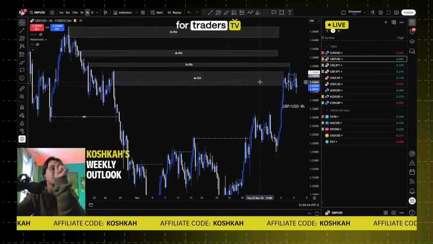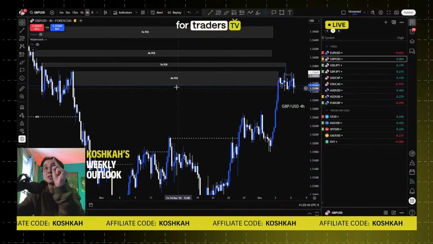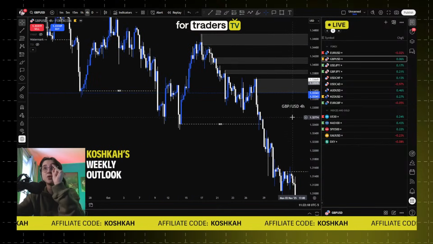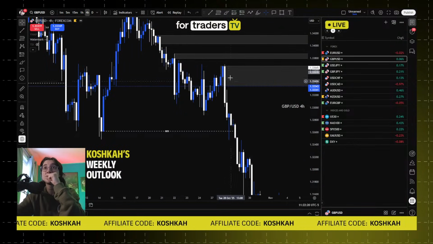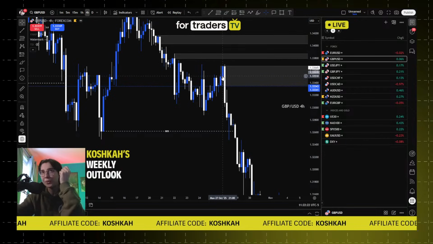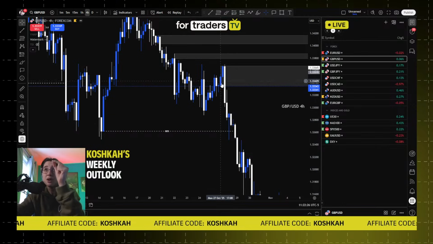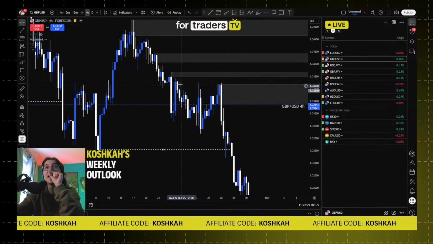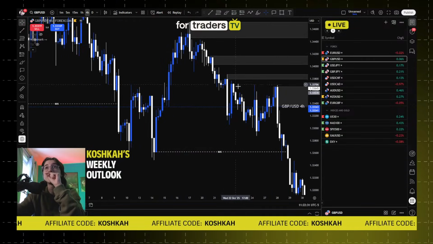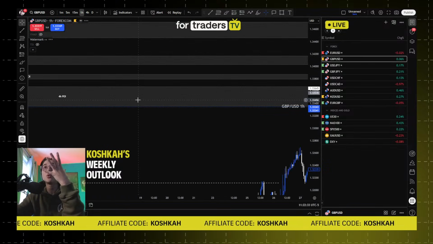You see here, we tapped into a POI on the 4 hour. The 4 hour POI was basically right here. There was this 2 candlestick with this little imbalance, and we had as well a 4 hour POI above right here, and there was no 4 hour POI else.